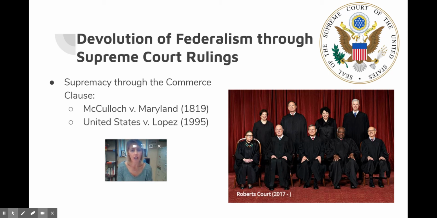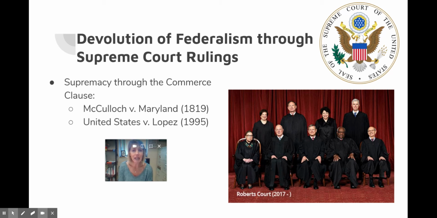So we're, again, talking about federalism, and we're specifically looking at devolution of the 1990s, which is a departure from a strong central government and the Supreme Court ruling in favor of a strong central government and pushing the power back to the states. So in our first case, we see a strong central government reigning.